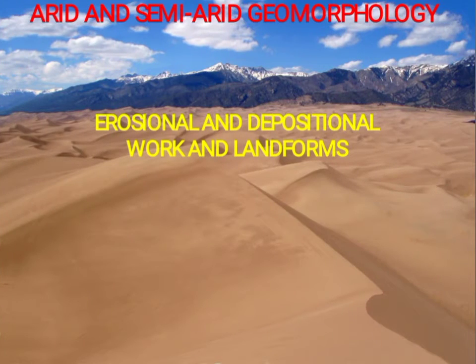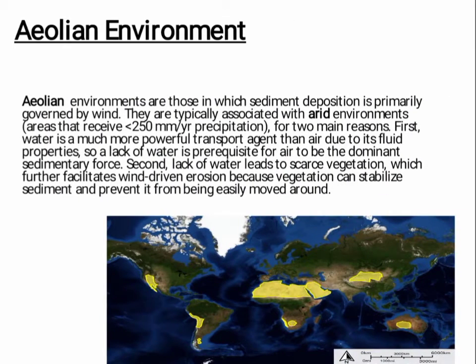In this video we are going to discuss arid and semi-arid geomorphology. First is the aeolian environment. Aeolian environments are those in which sediment deposition is primarily governed by wind. They are typically associated with arid environments, which are areas that receive less than 250 mm per year of precipitation.